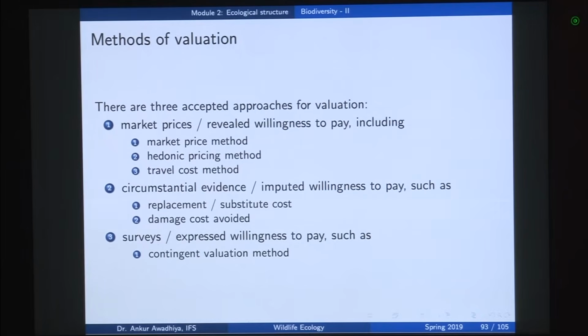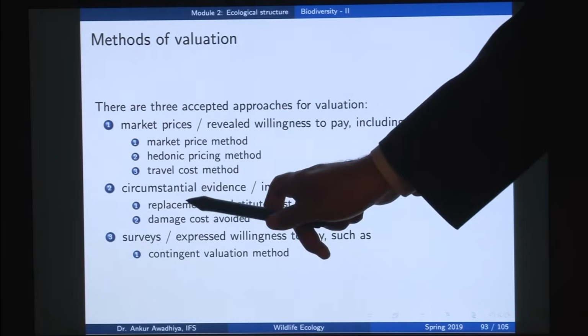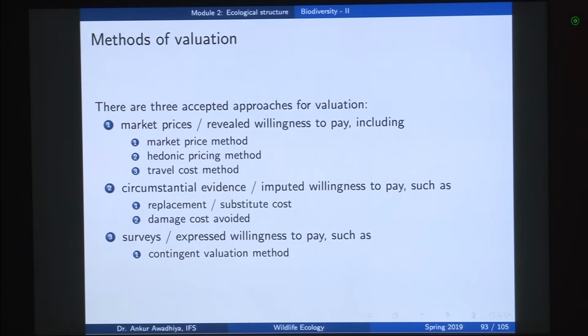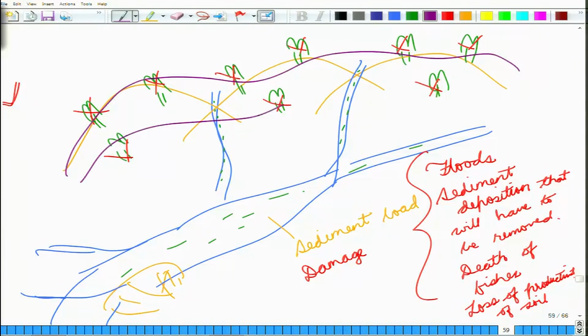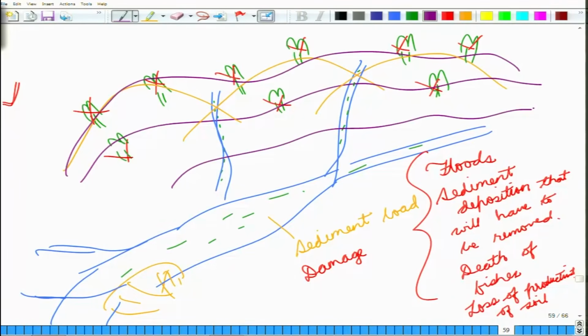A similar method goes by the name of replacement or substitute cost. So, for instance, I can say, okay, I want this situation to persist, I do not want the sediments to get out, but at the same time I need to get timber out of it. So, I will remove all of these trees. So, I will cut down all of these trees, and probably I will put up some sort of a fabric on top of this area, which goes by the name of a geofabric.